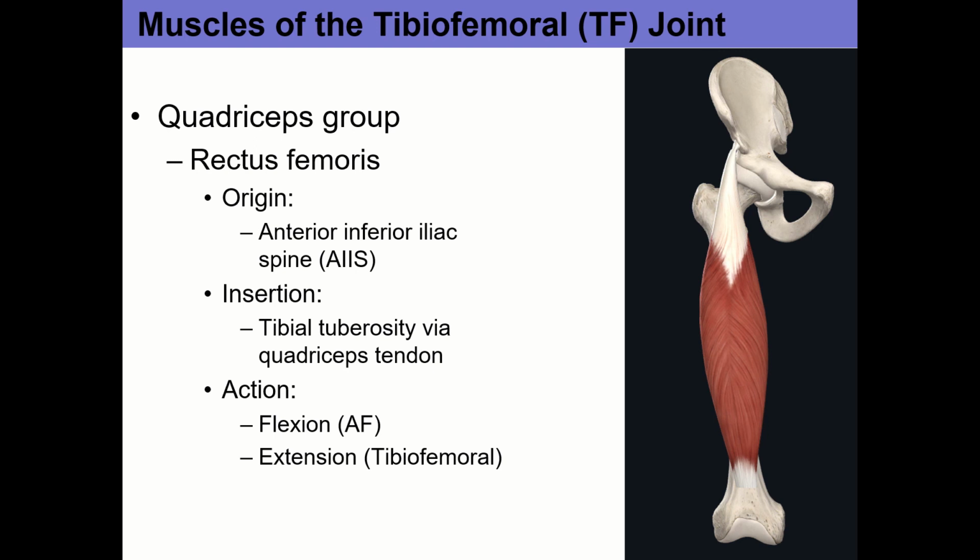So rectus femoris at the hip is a hip flexor. So it's a flexor, acetabular-femoral. And then it's an extensor, tibiofemoral. It's an extensor at the knee.